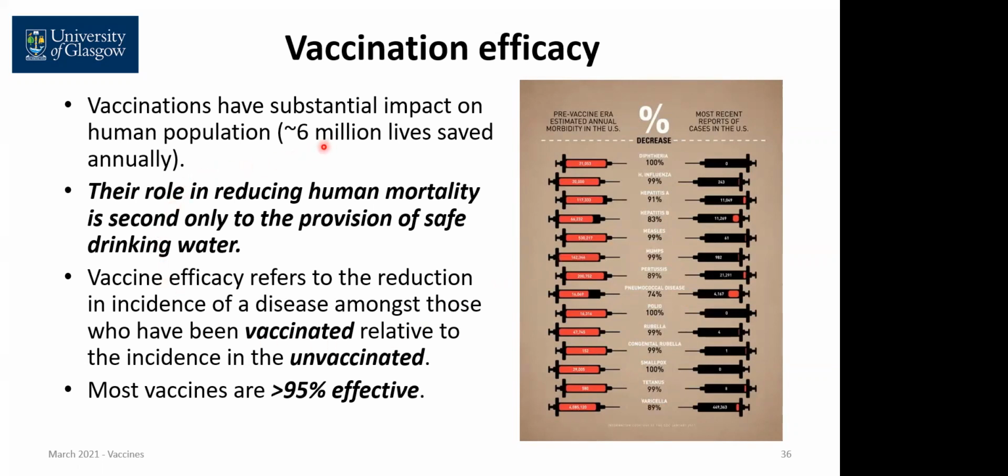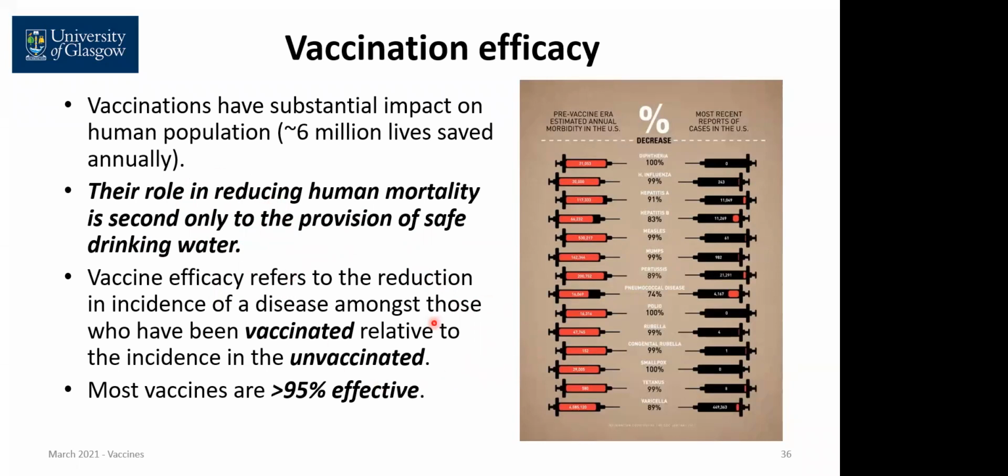So we should hopefully by now appreciate that vaccinations have substantial impact on the human population. It's averaged that about 6 million lives, if not more, are saved annually because of vaccinations. This second point here is quite an important one to emphasize how important vaccines are. So their role in reducing human mortality is second only to the provision of safe drinking water. And I think to me, that is quite an emphatic statement.